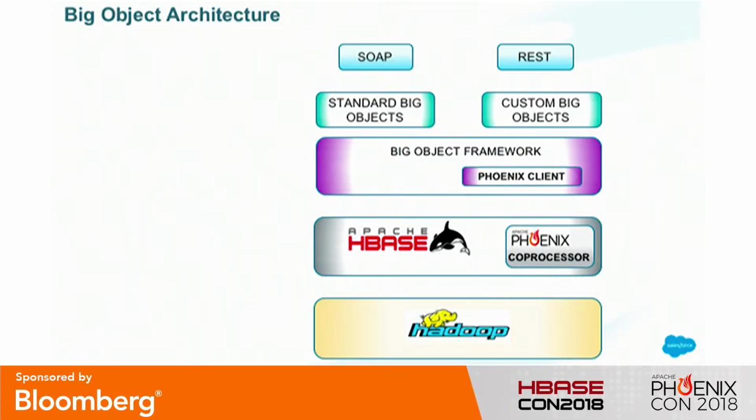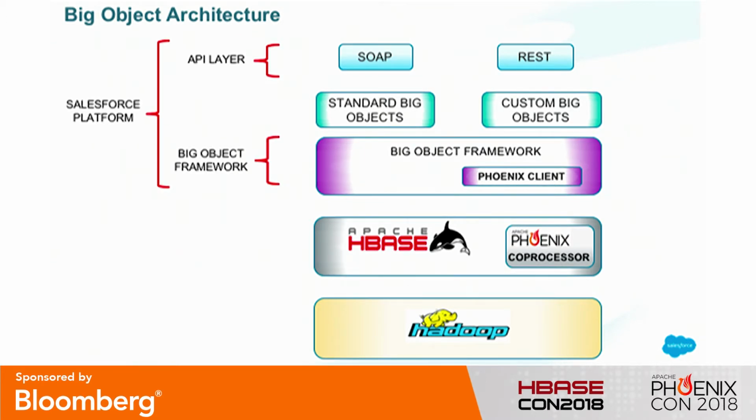This is the technology stack that's involved in supporting the big object architecture within Salesforce. The box in purple that you see, which says Big Object Framework, that's the layer that our team deals with. It falls within the umbrella of Salesforce platform. Below that, as you can see, we leverage open source technologies. We use Apache HBase to store the big object data. We use Phoenix to interact with this data and query the data. And we use Hadoop MapReduce to perform computations on this big object data.